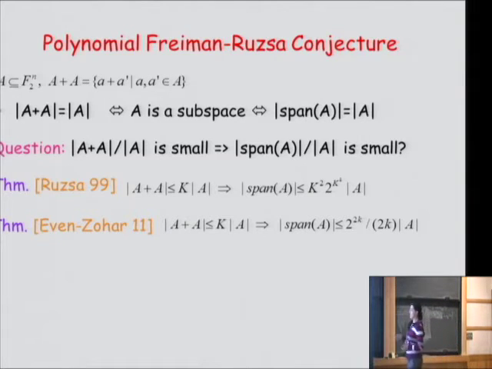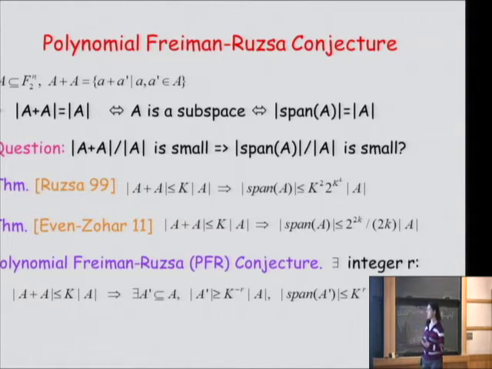Okay, so this example of taking A to be a set of linearly independent vectors also shows that there must be some exponential dependency in k in the upper bound on the ratio of the size of the span of A to the size of A. However, for many applications, one would like the function here to depend only polynomially in k and not exponentially in k. So the polynomial Freiman-Ruzsa conjecture.